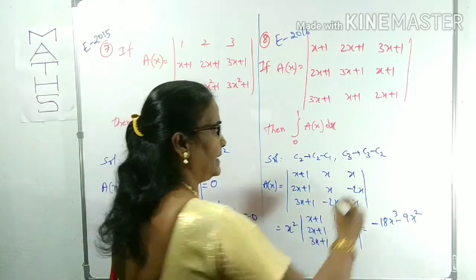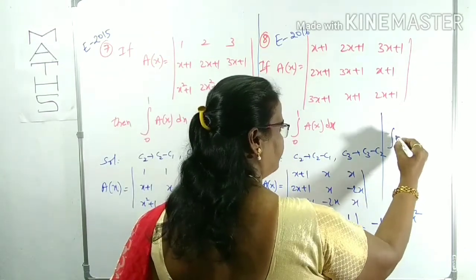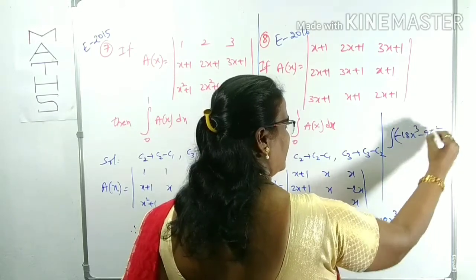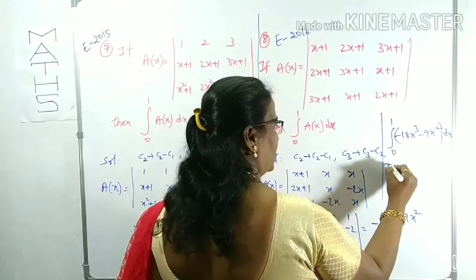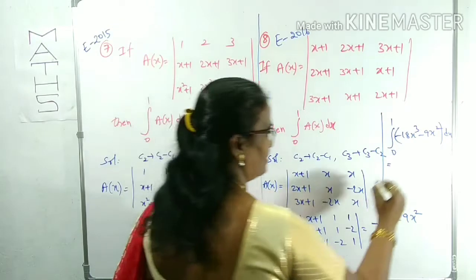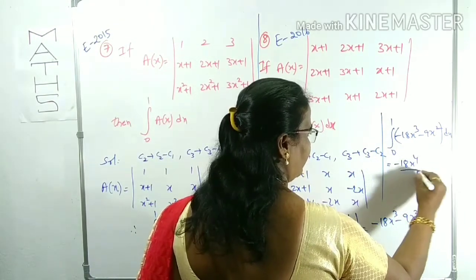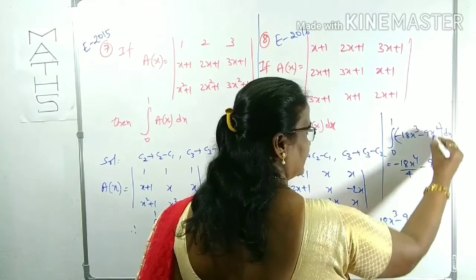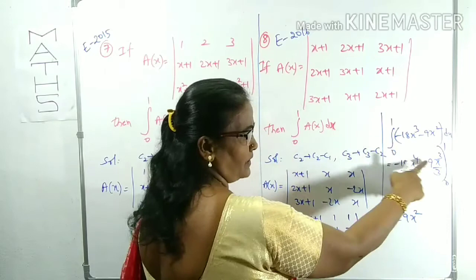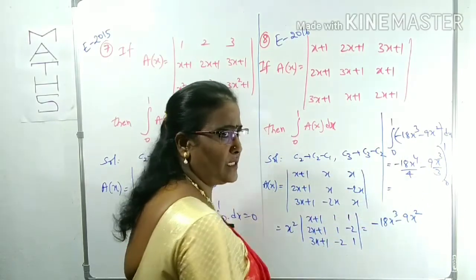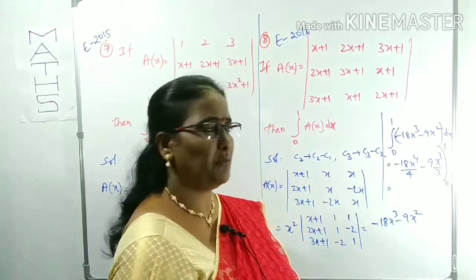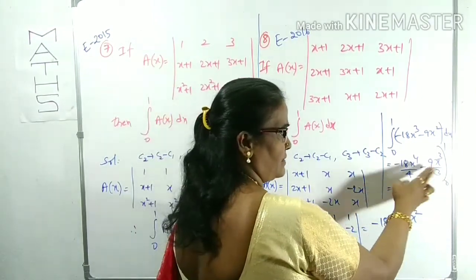What is asked? The integral of A of x means the integral of minus 18x cube minus 9x square with limits 0 to 1. We know the integral of x power 3 is x power 4 by 4. So minus 18 times x power 4 by 4 minus 9x square integral, x cube by 3, with the limits 0 to 1. You know the upper limit is 1, and the lower limit becomes 0. You know integrations very well, I am using definite integrations. So we replace the upper limit 1, and the lower limit becomes 0.